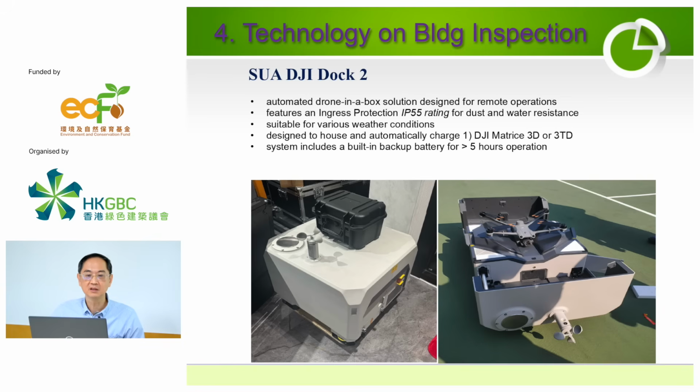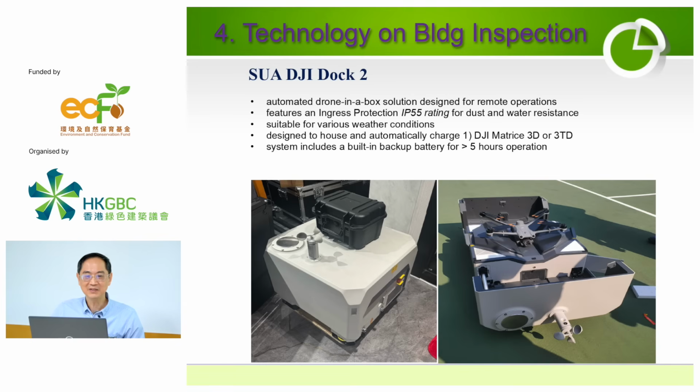We have mentioned the dock. The DJI Dock 2 is the latest one. It can help to do the automated drone-in-a-box solution for remote operation. For example, here, maybe we don't have enough power for the small UAS, so we need to have a dock to help. And this one has the ingress protection IP55 rating, so it means it can resist dust and water. But of course, when it is raining, we shouldn't fly, okay?